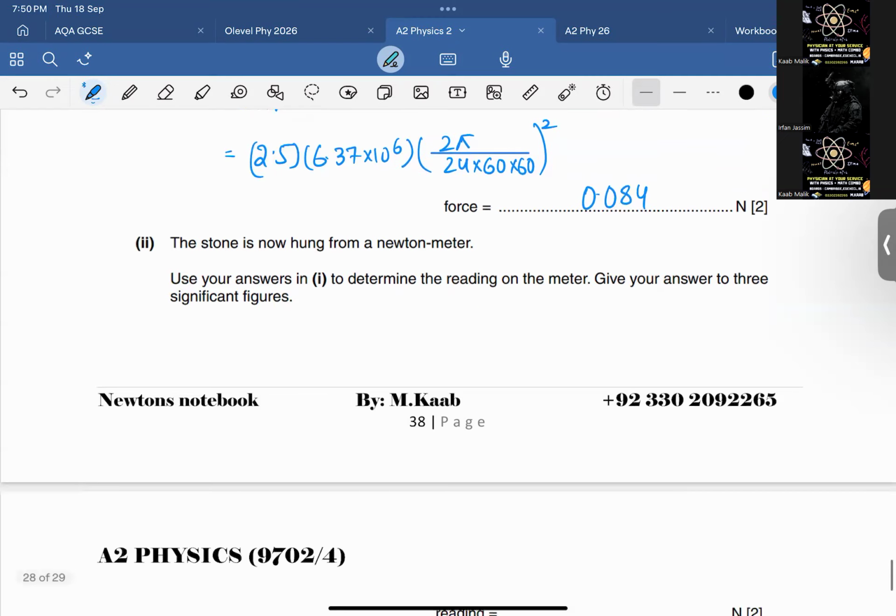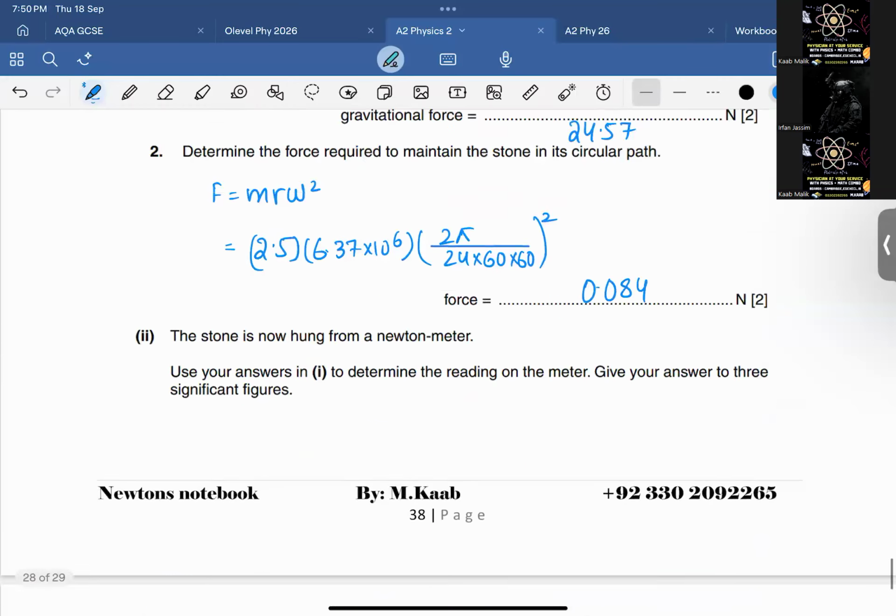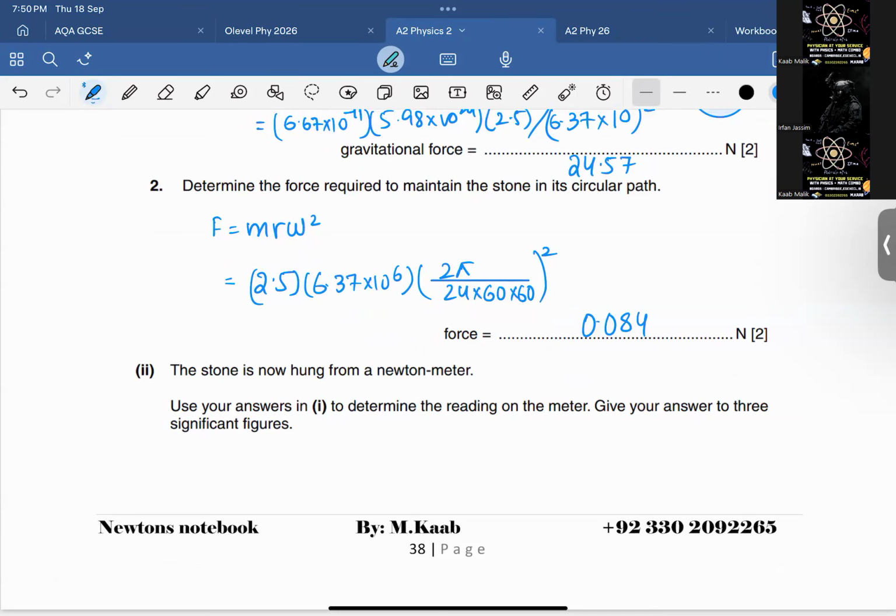Now, you have the Newton meter, and the Newton meter is going to give the meter reading. Let's say you're hanging something with the Newton meter right here. The Newton meter basically shows the weight of what you hang due to this force. Now the weight is acting downward, right?